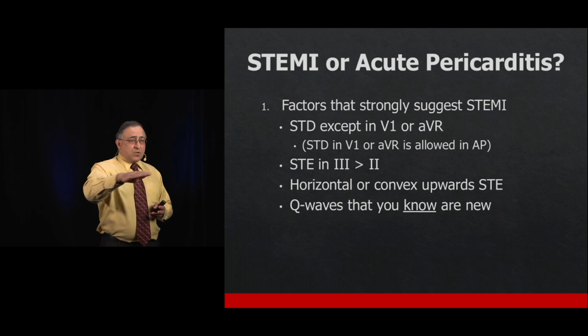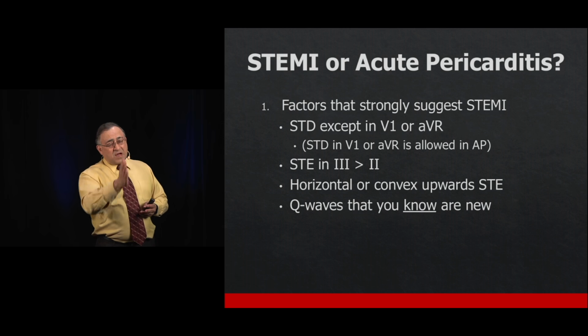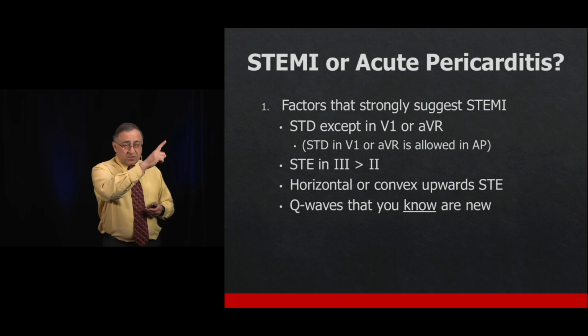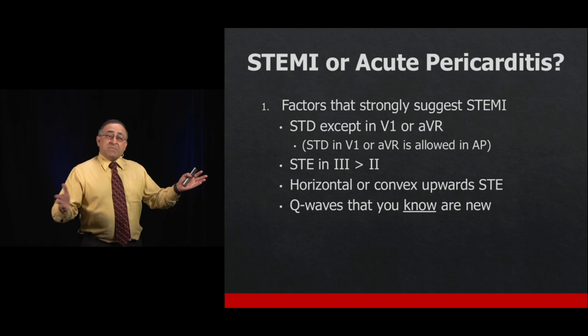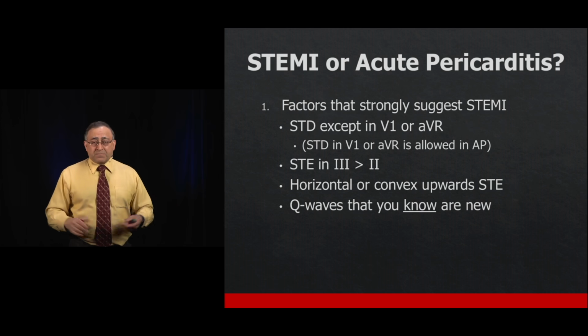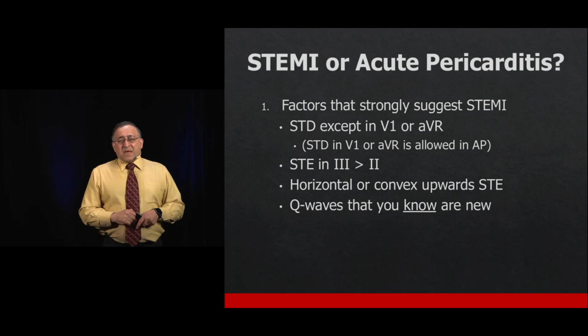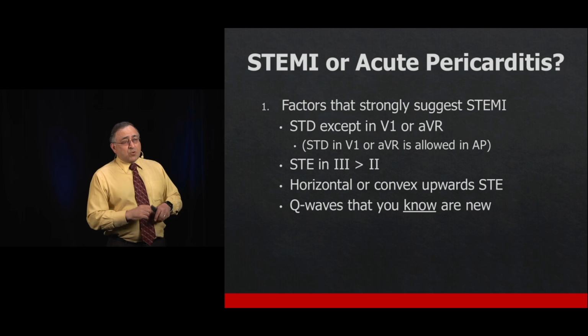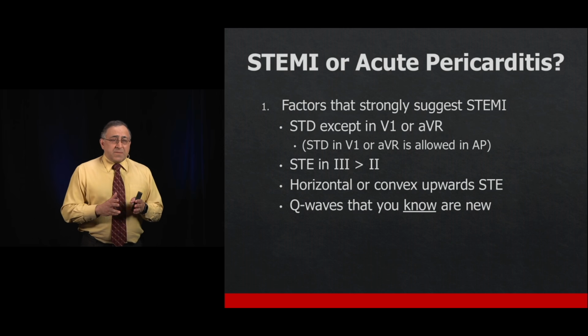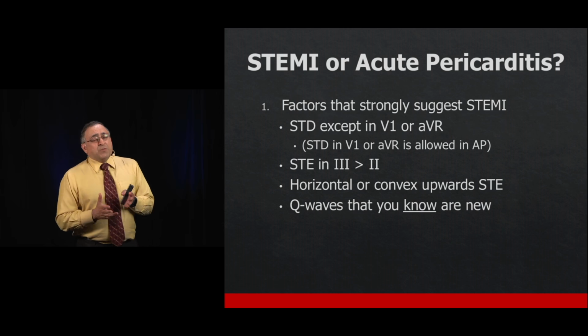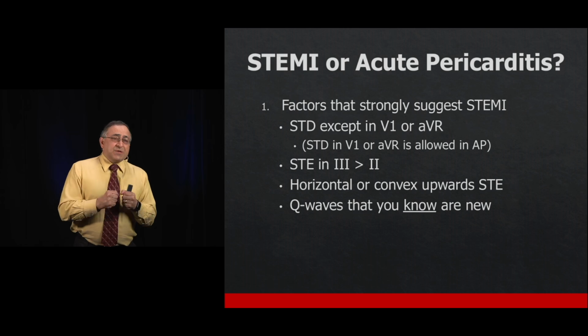All right? So if it's horizontal or convex, it's got to be a STEMI. If it's concave upwards, then you can't make a conclusion. It can be anything. I put down there Q waves, but as we talked about in the EKG workshop, be very careful about Q waves. You can only rely on Q waves if you absolutely know that they're new.